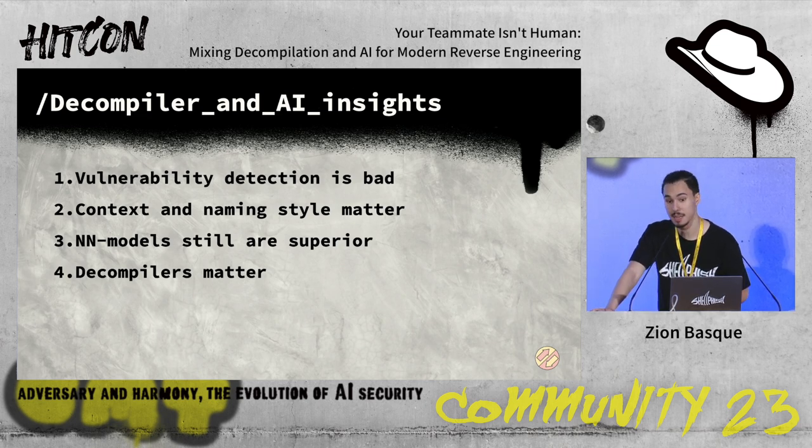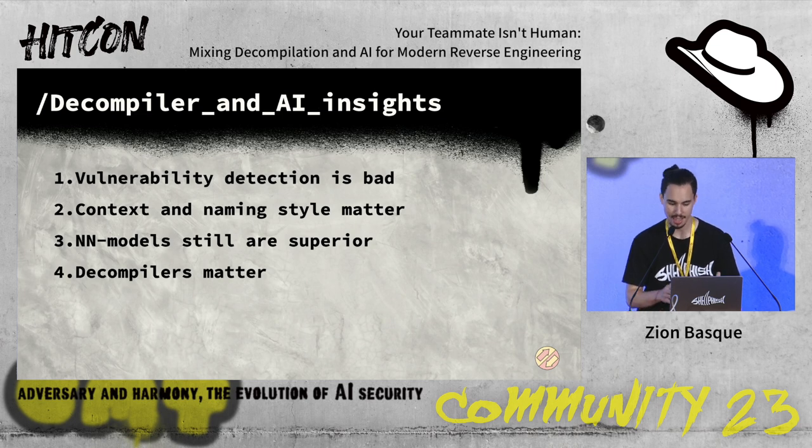The context and the naming style matters a lot. If you change things in your decompiler and they don't match up with a good naming style, like doing underscores or doing camel case, the AI agent will latch on to whatever you did in advance, and it matters a lot. Neural network models are still far superior if you train them correctly, and the decompiler matters a lot.